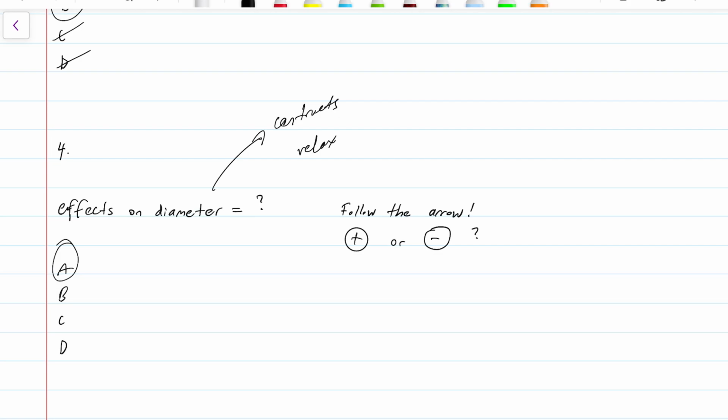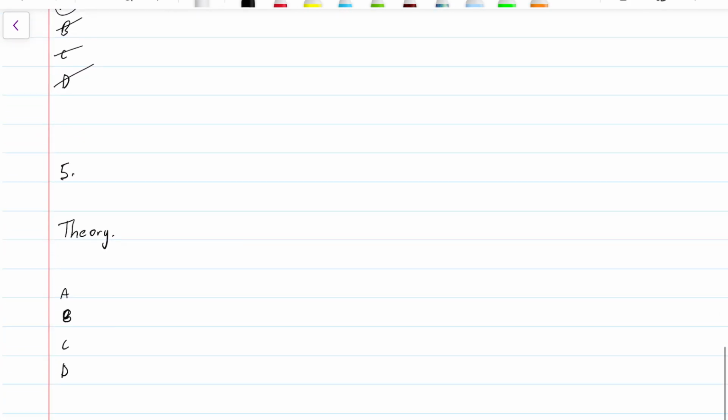Looking at the other options, all pairs have the same function. In B, they both lead to contraction, and in C and D, both lead to relaxation. Question 5 is a theory question. From my experience, the exam will not require this much prerequisite knowledge. For information though, the answer is B.